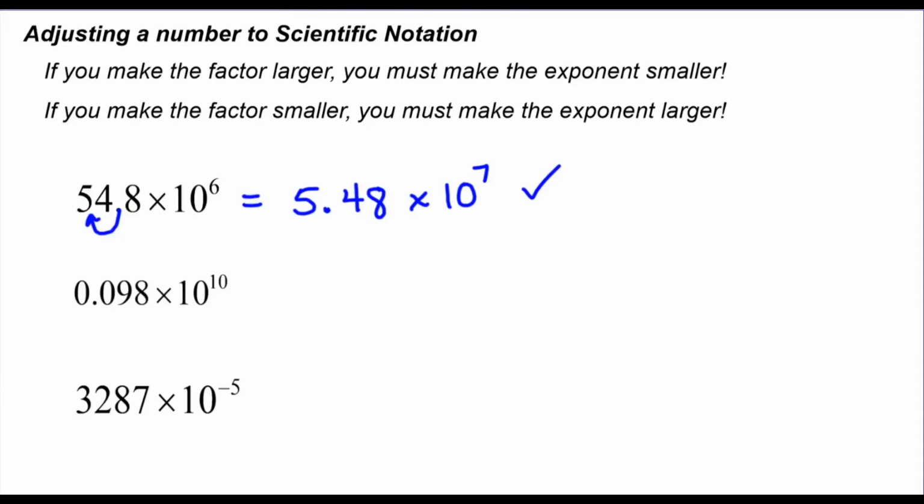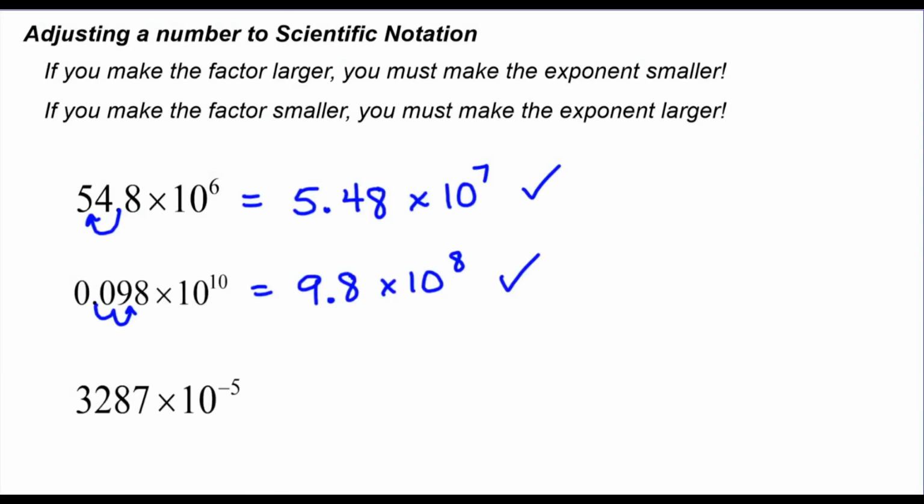The next one, 0.098 times 10 to the 10th power. That is not scientific notation because the factor is less than 1. So I need to adjust this 2 places to the right. So I am making the factor actually a larger number. I'm going from a number less than 1 to a number between 1 and 10. So I'm making the factor larger, 9.8. So what do I need to do to the exponent? I made the factor larger, so I need to make the exponent smaller. I moved the decimal 2 places, so I need to make the exponent 2 smaller. So that would be times 10 to the 8th power. So 9.8 times 10 to the 8th power. Now we are back in scientific notation.